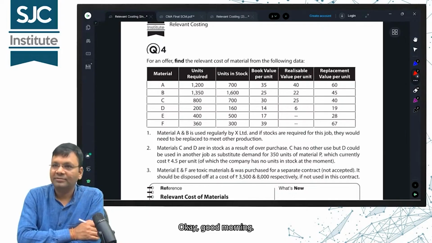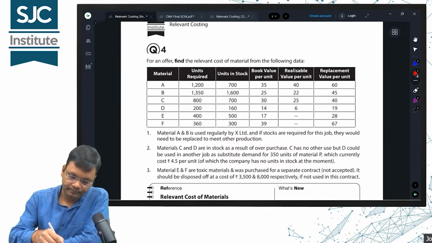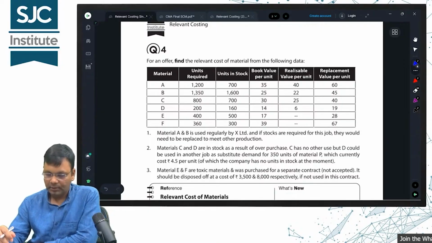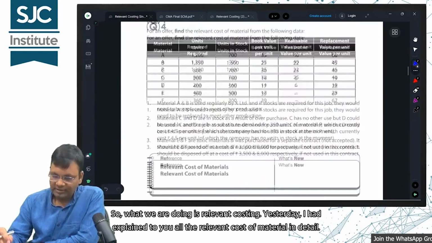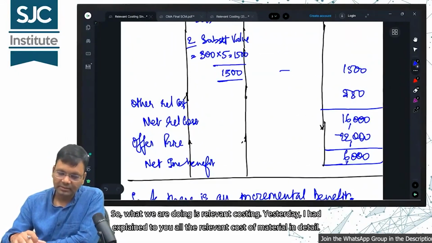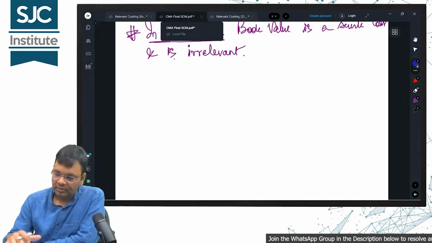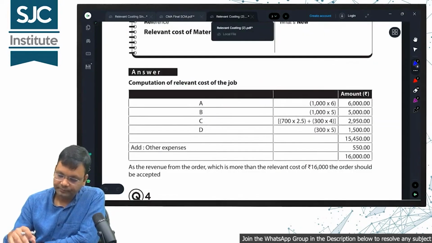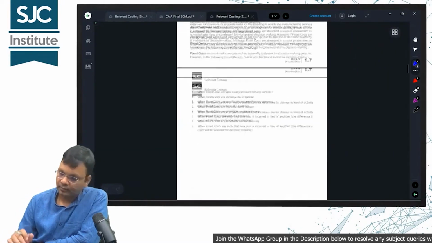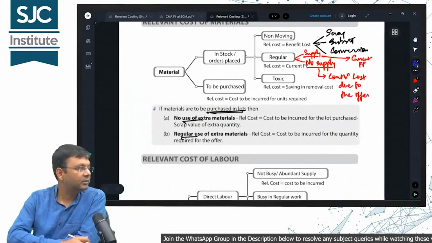Okay, good morning. So now we are going to start. What we are doing is relevant costing. Yesterday I had explained to you all the relevant cost of material in detail. I had shown a flow chart and told you to follow the flow chart. Visualize and try to remember the relevant cost of materials.